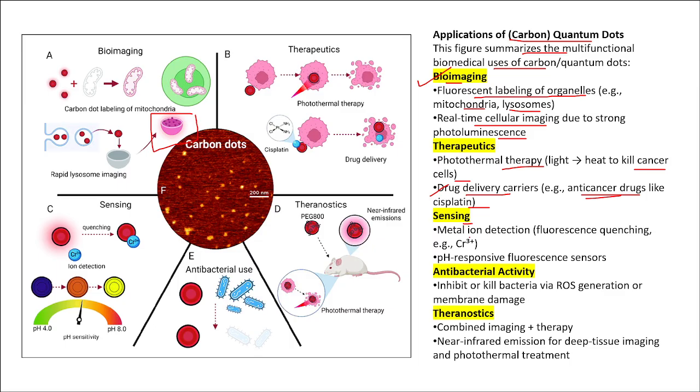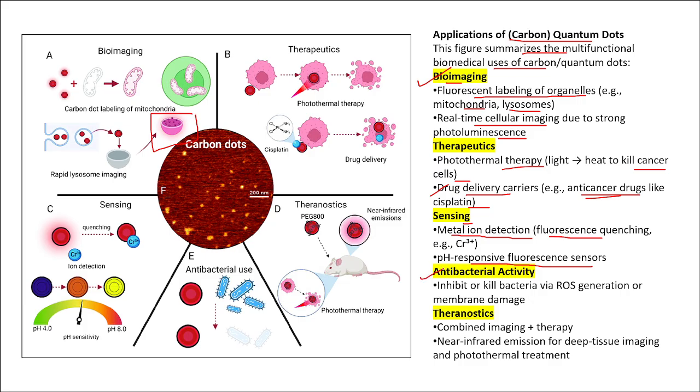Then for sensing, like just now we discussed the metal ion detection. Suppose there is heavy metal contamination in water bodies. A lot of times these carbon dots or quantum dots are used for this heavy metal detection. If you have contaminated water and you want to see what are the different heavy metals that have contaminated that particular water source, with the help of carbon dots we can do that. Once these carbon dots interact with the heavy metal ions, they would give fluorescence. Then pH responsive fluorescence sensors.